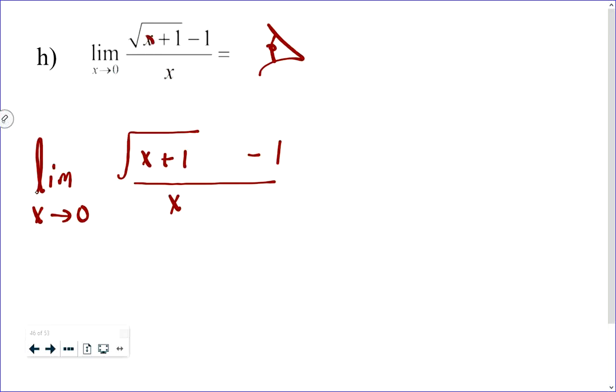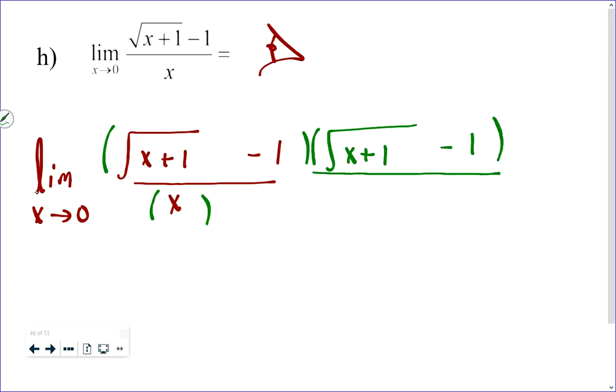Now I have to ask myself how I can get rid of the non-permissible factor of x in the denominator. Well, I'm going to rationalize. Let's multiply the top and the bottom by the conjugate of the top, which would be the square root of x plus 1, plus 1.